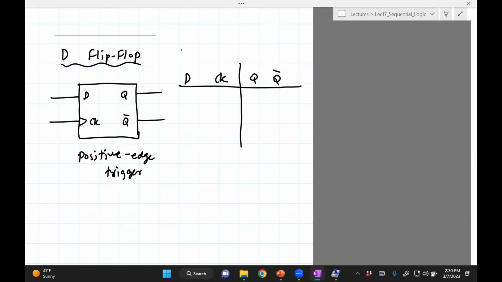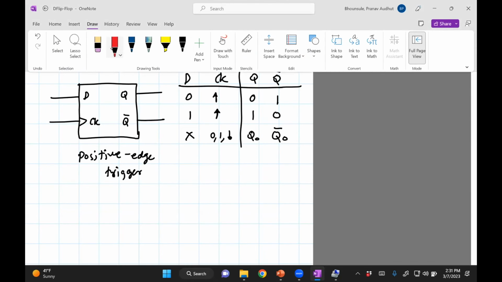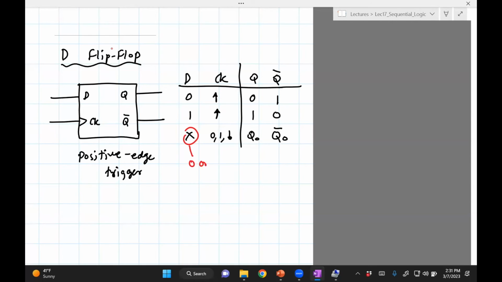Okay, so D can have only 2 values, input 0 and 1. Now this is a positive edge triggered flip-flop, which is only going to be activated when the clock goes positive, 0 to 1. Okay, so when D is 0, we know that Q is 0. When D is 1, Q is 1. So this is going to be 1, and the complement of 1 is 0. Okay, we know that for anything else, 0 or 1 or a negative trigger, no matter what the input is, it's always going to remember the state. So when I say X, it means 0 or 1.